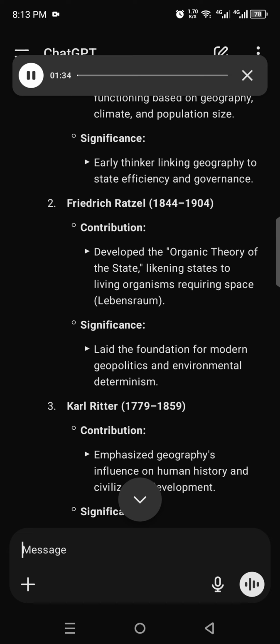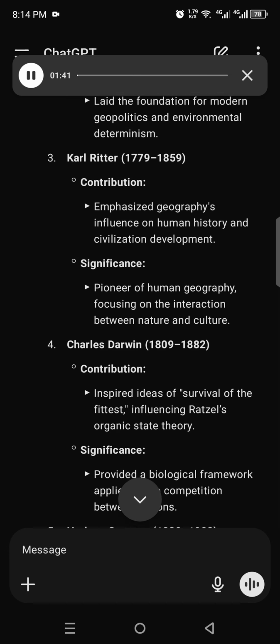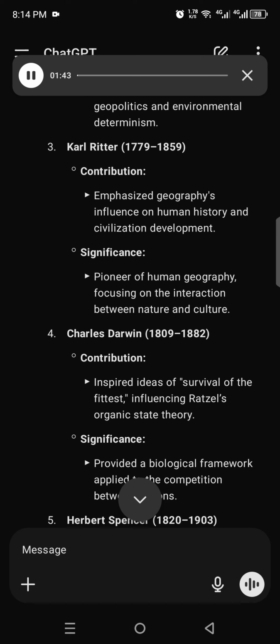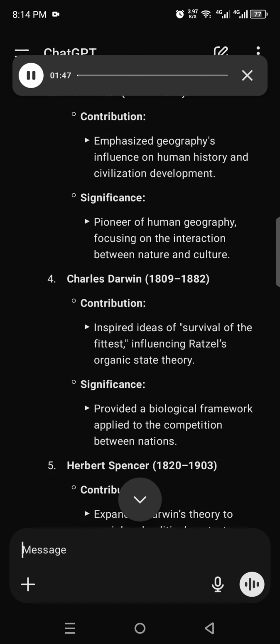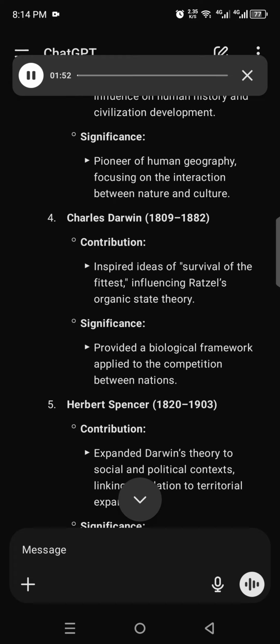3. Carl Ritter, 1779 to 1859. Contribution. Emphasized geography's influence on human history and civilization development. Significance. Pioneer of human geography, focusing on the interaction between nature and culture. 4. Charles Darwin, 1809 to 1882. Contribution. Inspired ideas of survival of the fittest, influencing Ratzel's organic state theory. Significance. Provided a biological framework applied to the competition between nations.